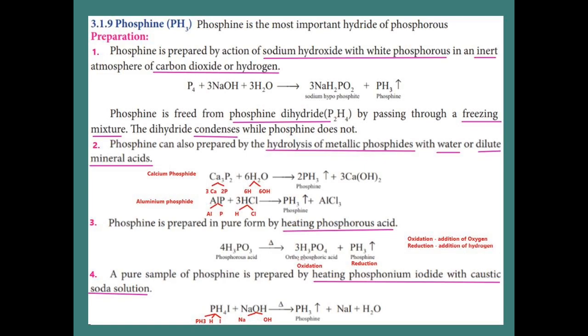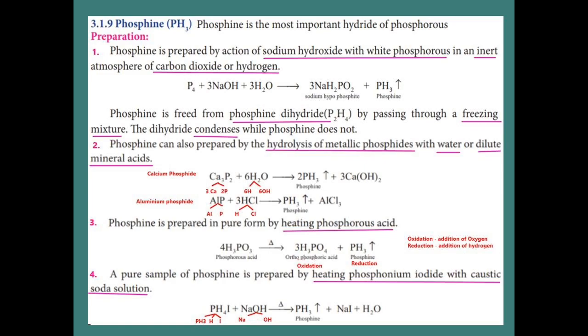The second method is hydrolysis of metallic phosphide. Calcium phosphide is added with water, we get phosphine as one of the products and then we get calcium hydroxide. If you split the water into H and OH, the OH reacts with the calcium, we get calcium hydroxide, and H reacts with the phosphorus, we get phosphine.